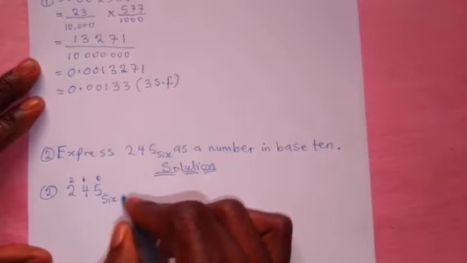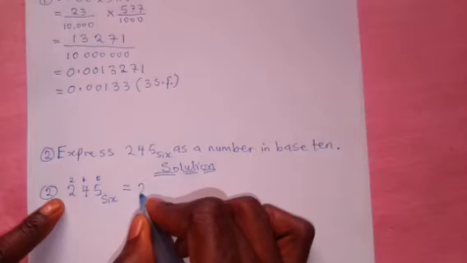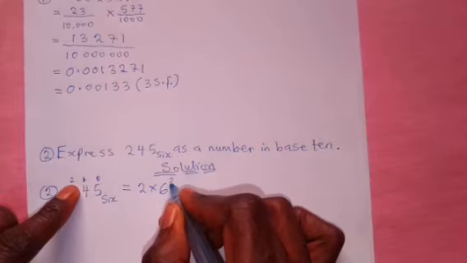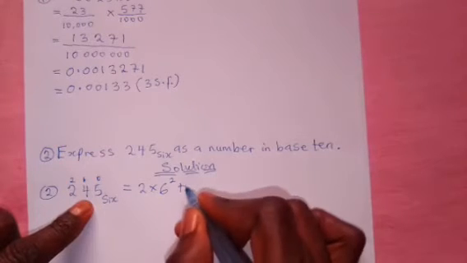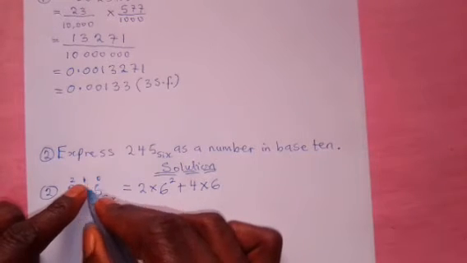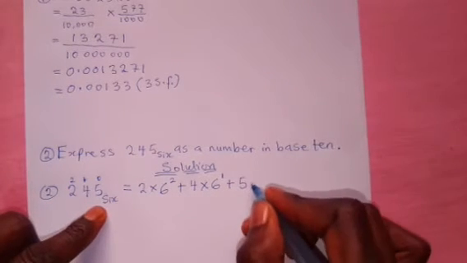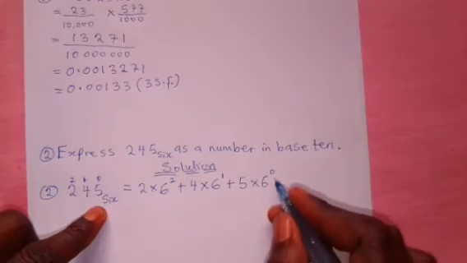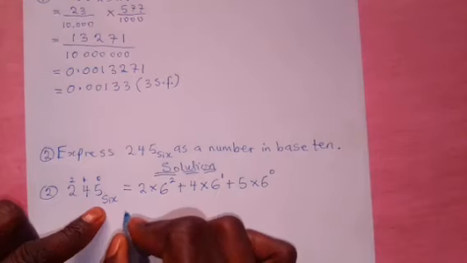Now, the method we are going to use here is the expanded form. So this is equal to, we take our 2, and write it as 2 multiplied by the base 6, raised to power 2. Then plus the next number, 4, multiplied by the base 6, raised to the power 1. Then plus the last digit 5, multiplied by 6, raised to the power 0, which is the place value of 6 in 5.